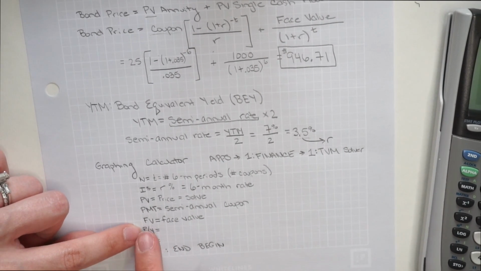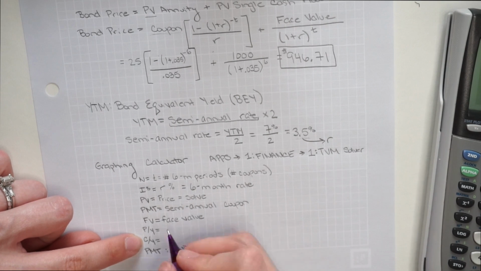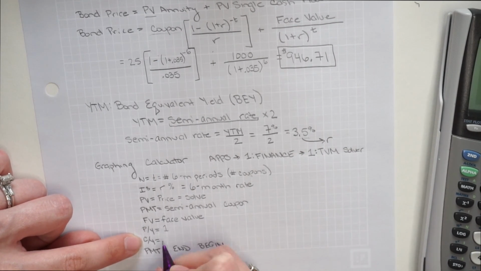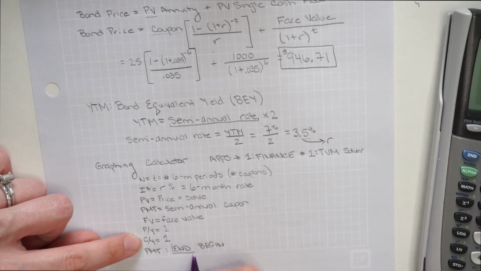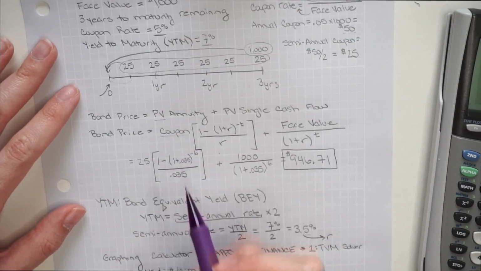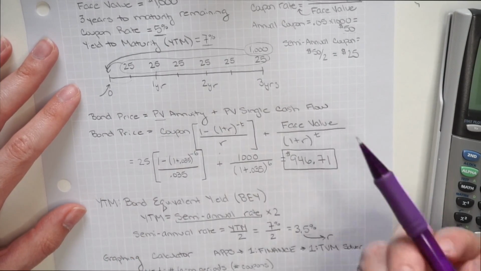Then down here at the bottom, we have P over Y, which is payments per year, and then compounds per year is C over Y. I leave both of those as 1. I never like to change those. What I change are the inputs up top instead. Then last up, we should have end highlighted, because on our timeline, each one of these cash flows happens at the end of each period.